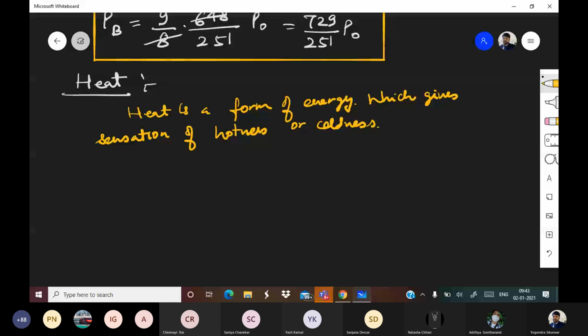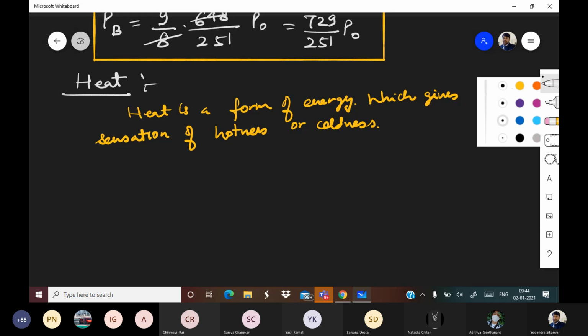All right. Now let me tell you how you get the sensation of hotness or coldness. If heat is flowing from you to the object, then you will get the sensation of coldness. But if heat is flowing from the object to you, then you will get the sensation of hotness. All right.